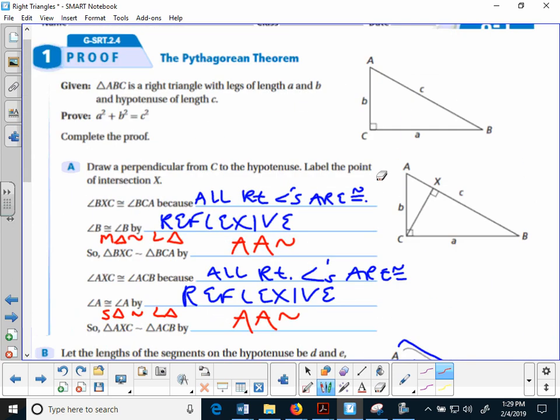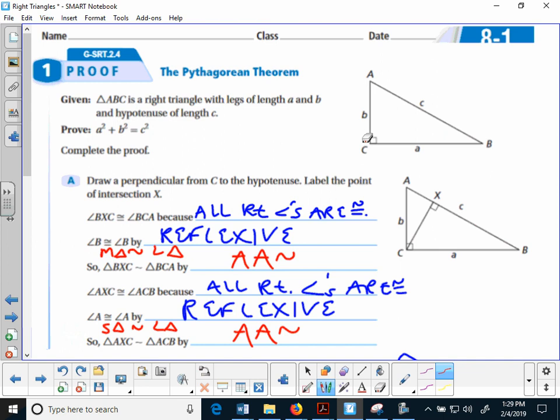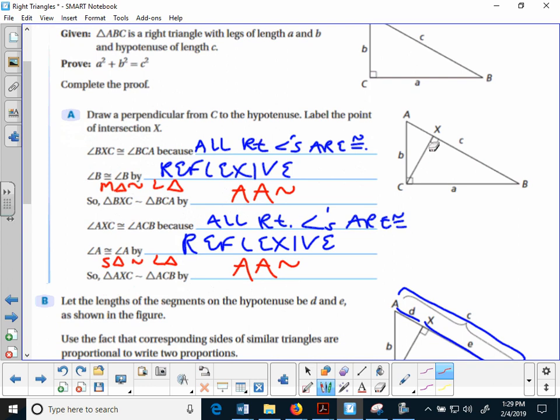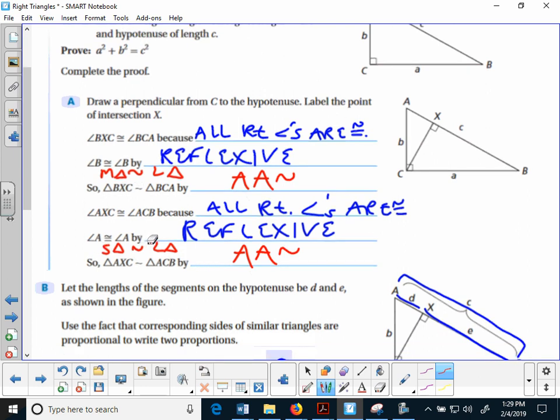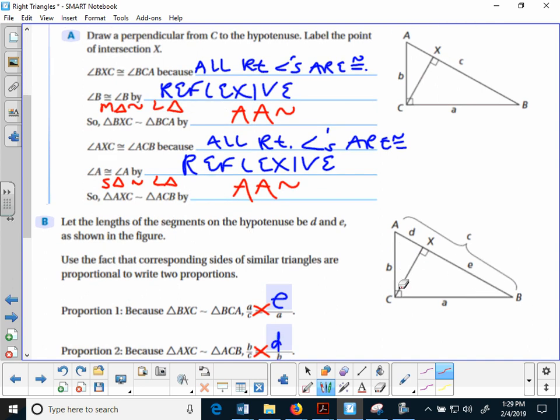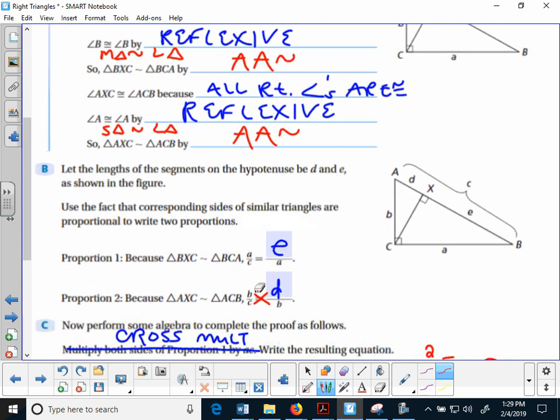Wait, oh, you know what? We'll do one more go over, just to reiterate. First step, you draw a perpendicular or your altitude, whatever you want to call it. From there, you say that the medium triangle's right angle is congruent to the large triangle's right angle. Then you talk about the angles that they share. You do the same thing with your small triangle to your large triangle to show that they are similar by angle-angle similarity. From there, you are going to set up proportions like so.